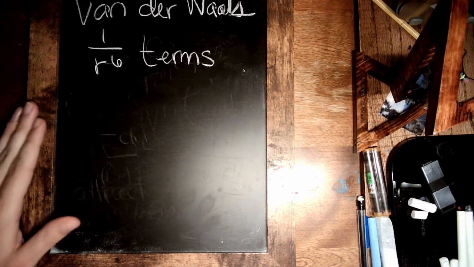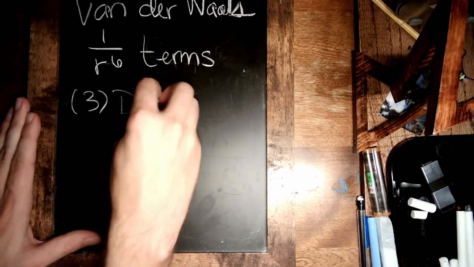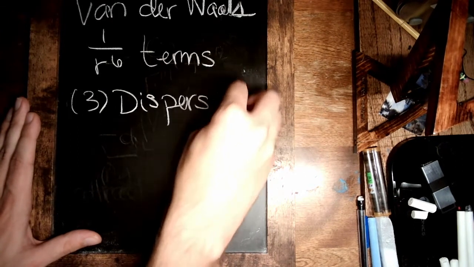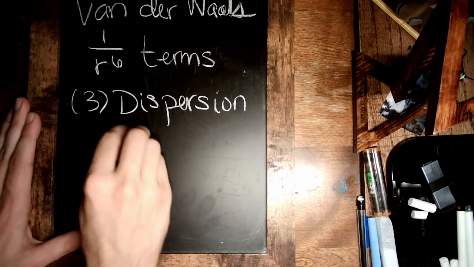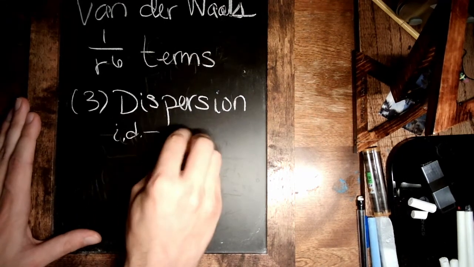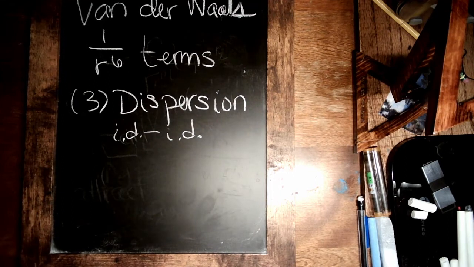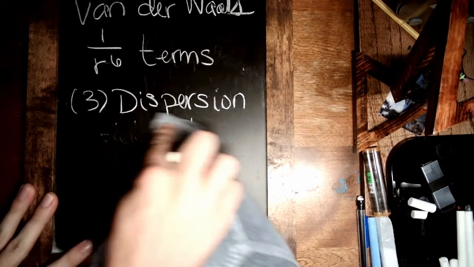Third contribution is called dispersion interactions. And dispersion has to do with induced dipole in some sense, because neither of the objects have a dipole, and so you could think of them as mutually inducing one on each other. But this isn't the best formulation.